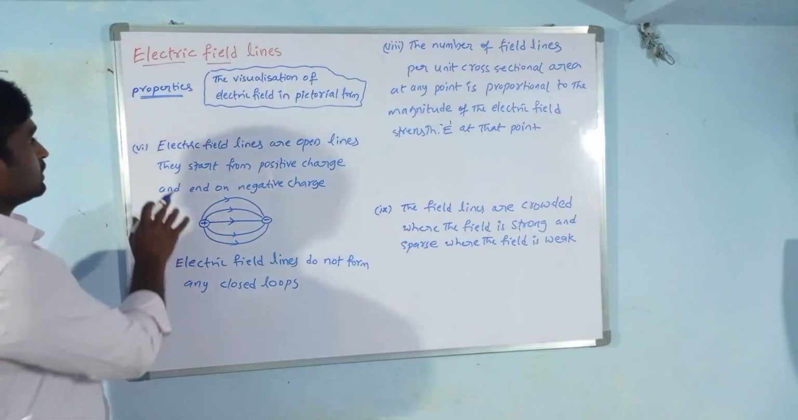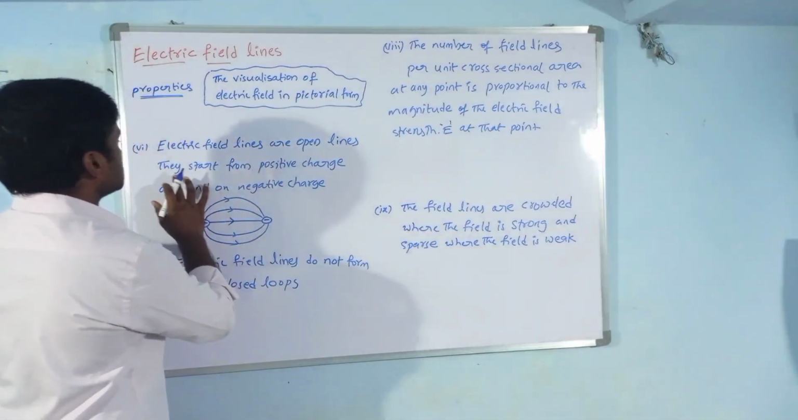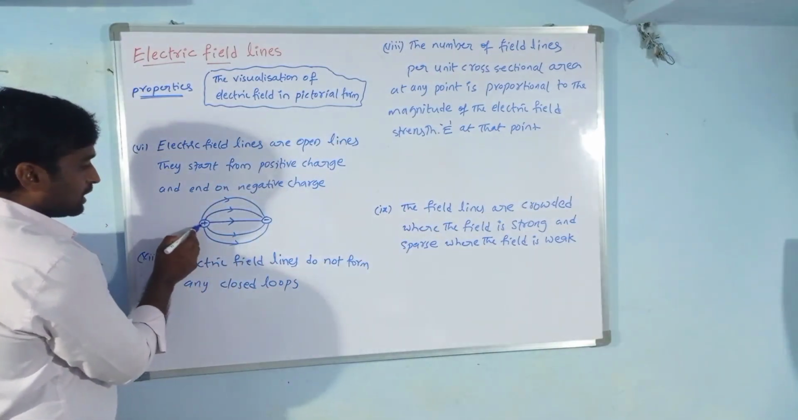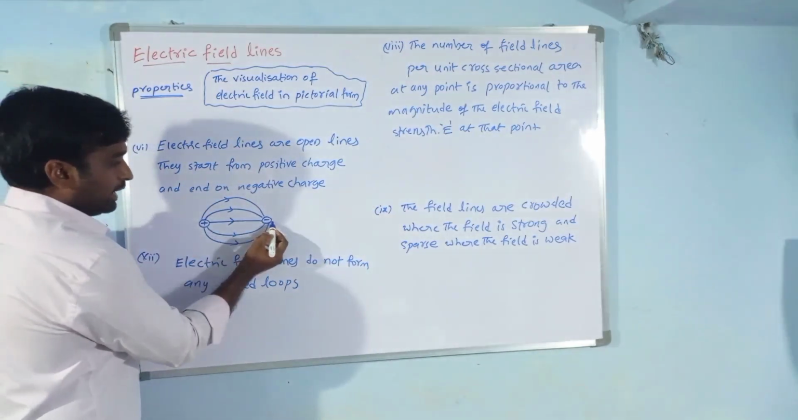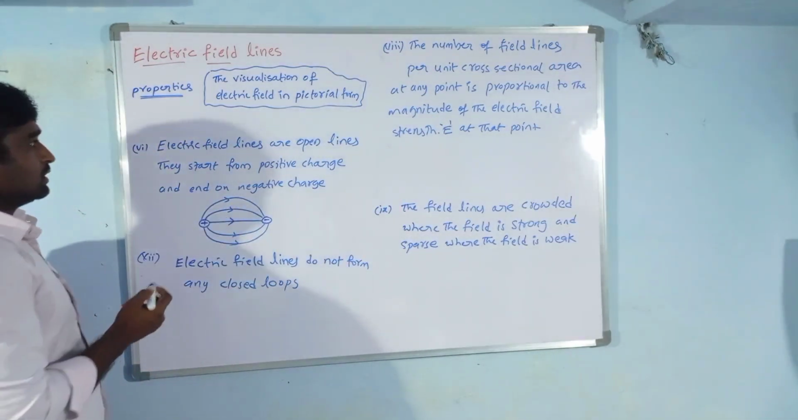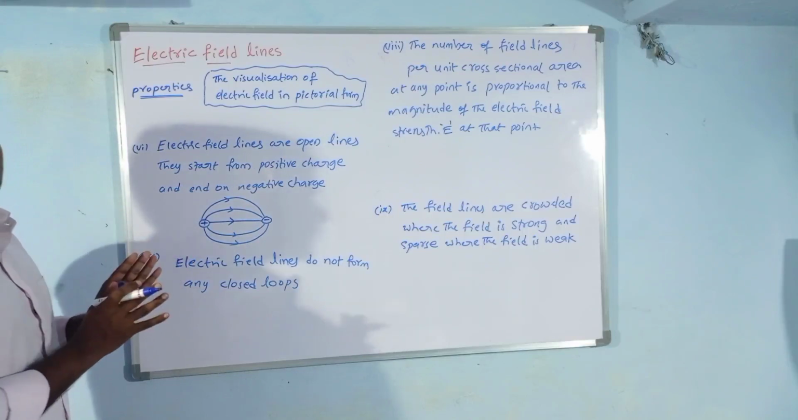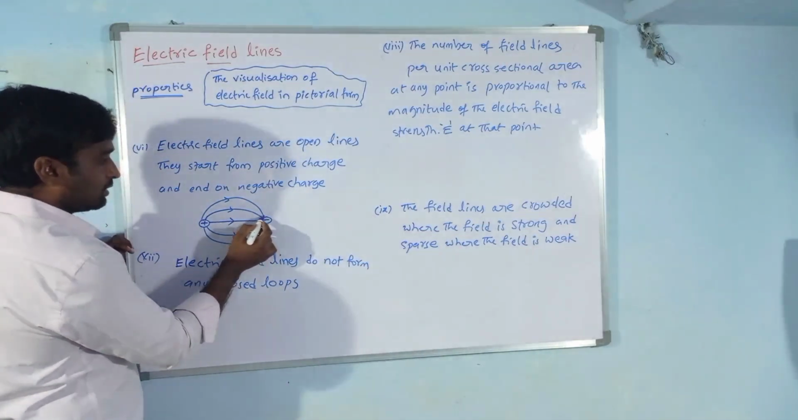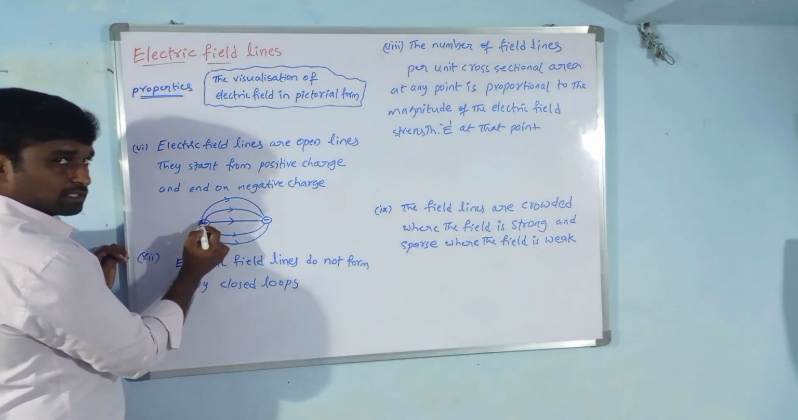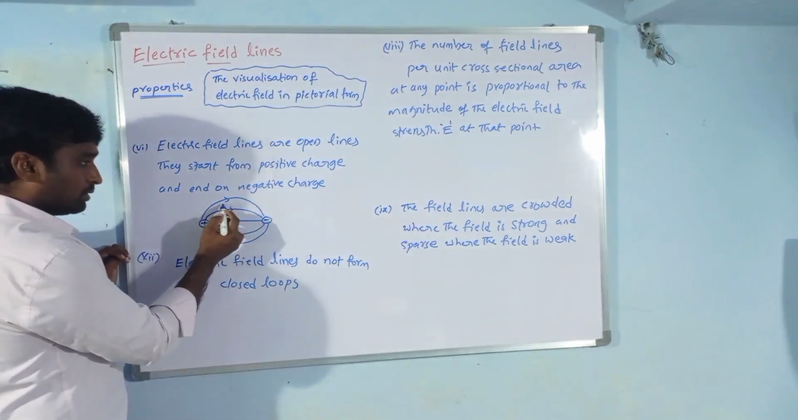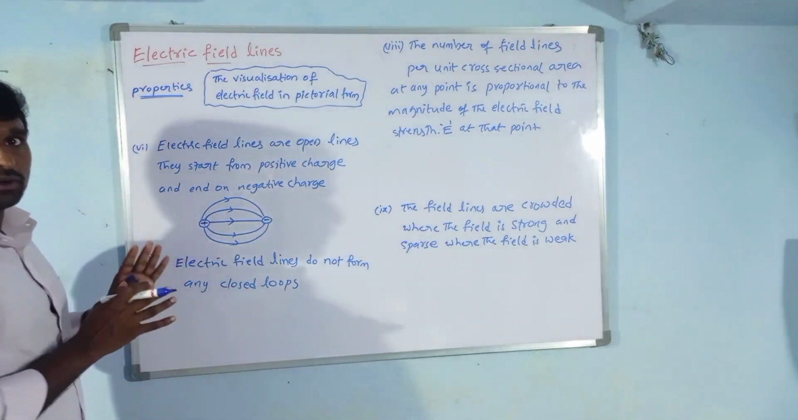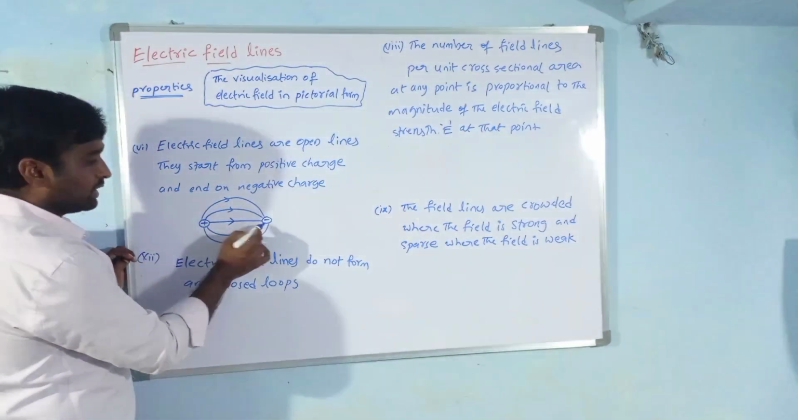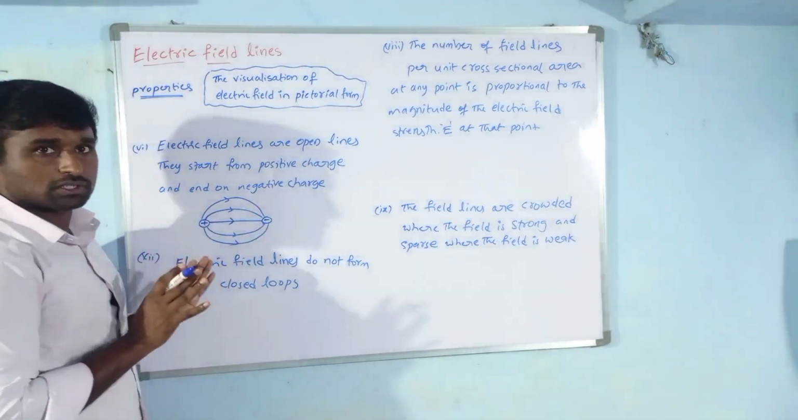Okay, so what is the sixth property? Electric field lines are open lines. They start from positive charge and end on negative charge. This is the starting point of the electric field lines, and this is the ending point. So these are open lines, not closed lines. They start at this point and end at this point, but they do not come back in this direction. When lines come back in this direction, they are called closed lines. But these lines start at this point and end at this point.